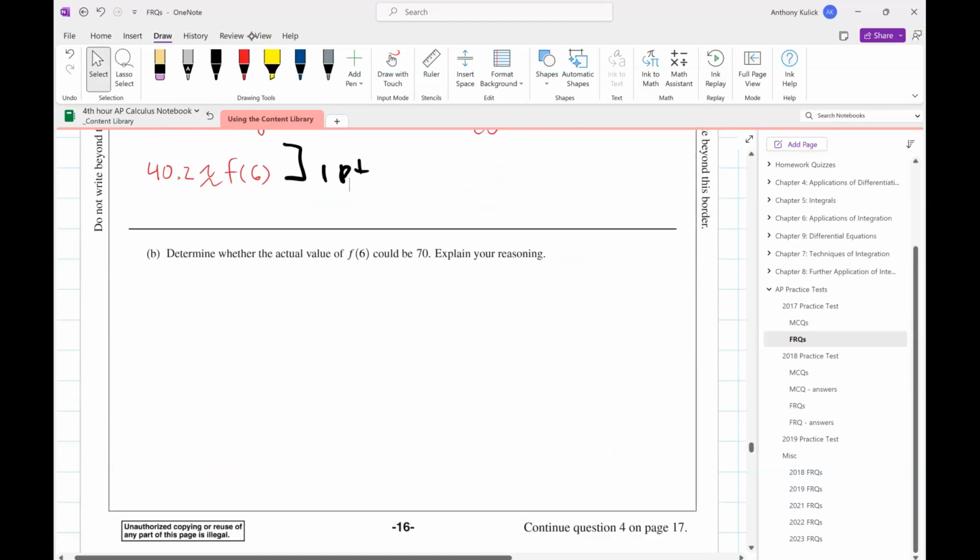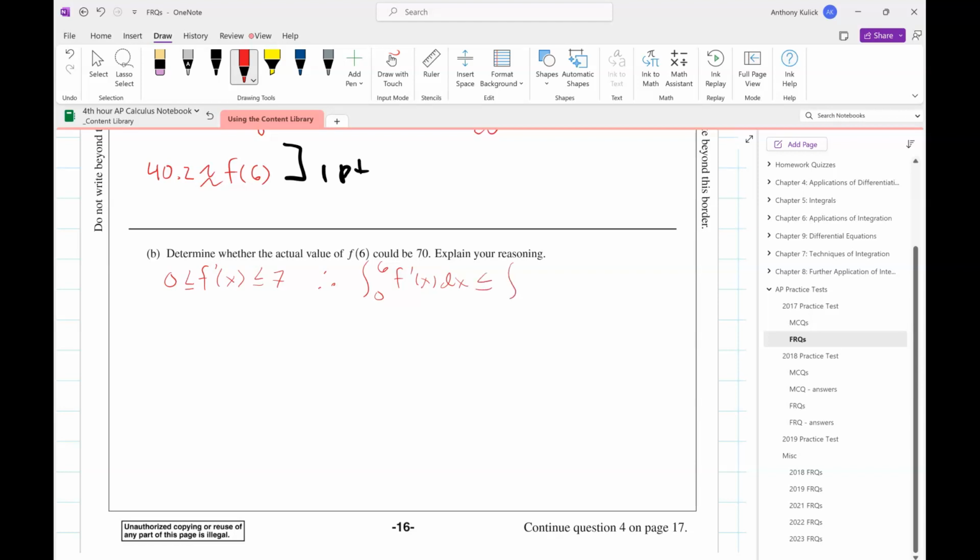Part 2 says determine whether the actual value of f of 6 could be 70. Explain your reason. So we know that the derivative of f of x is between 0 and 7, right? So we know the integral from 0 to 6 of f prime of x dx has to be less than or equal to the integral of 7 dx, because that's the biggest possible value that f prime could be.